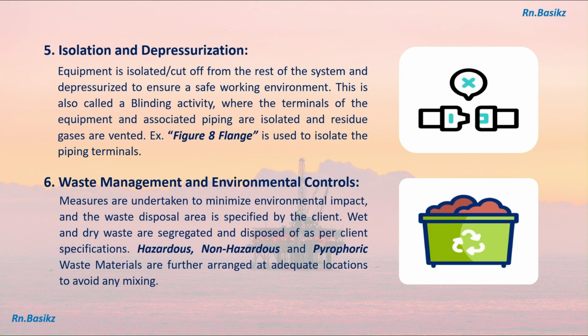Isolation and depressurization. Equipment is isolated or cut off from the rest of the system and depressurized to ensure a safe working environment. This is also called a blinding activity, where the terminals of the equipment and associated piping are isolated and residue gases are vented. For example, here figure 8 flange is used to isolate the piping terminals.